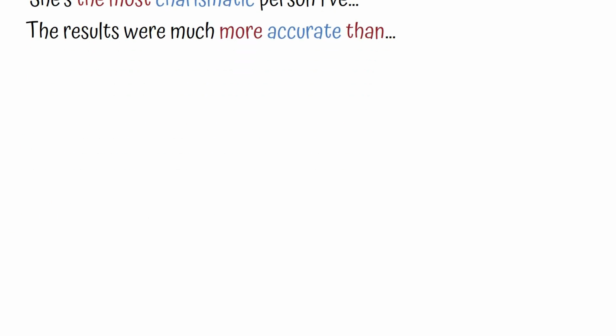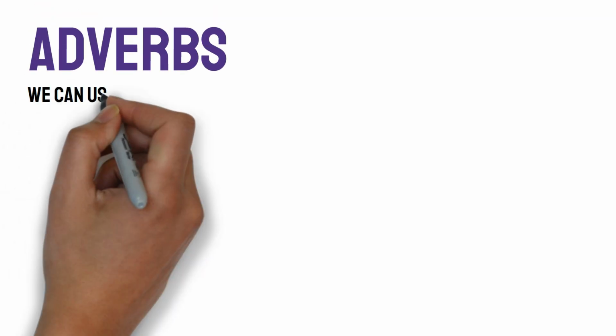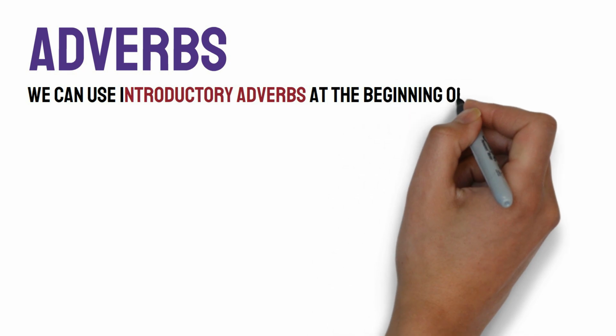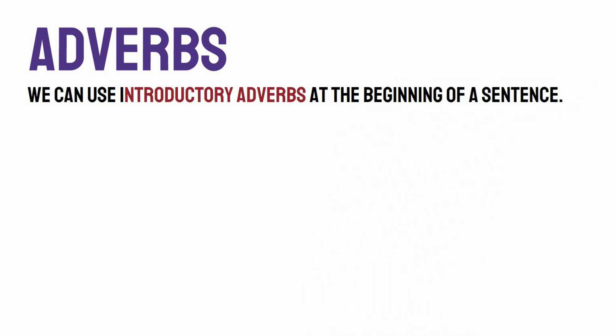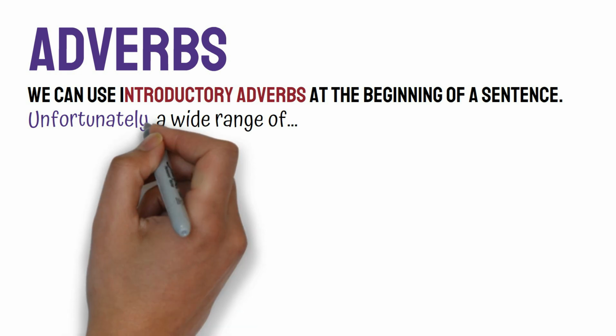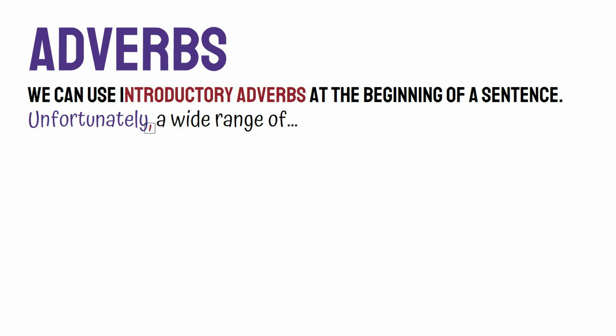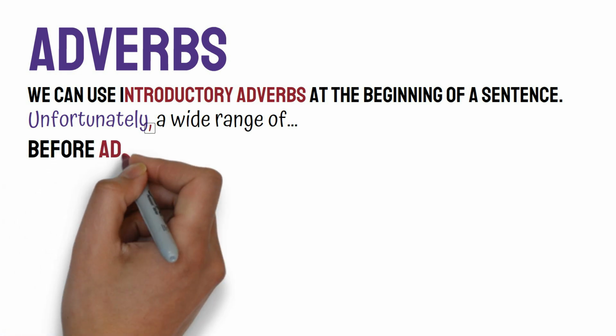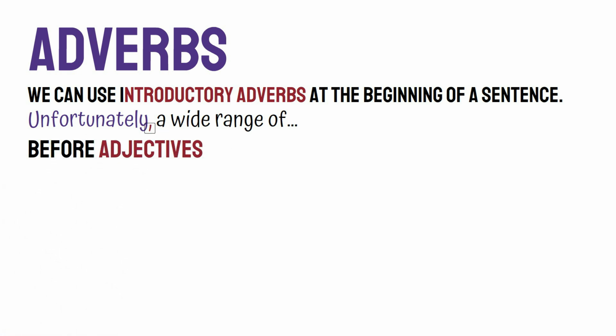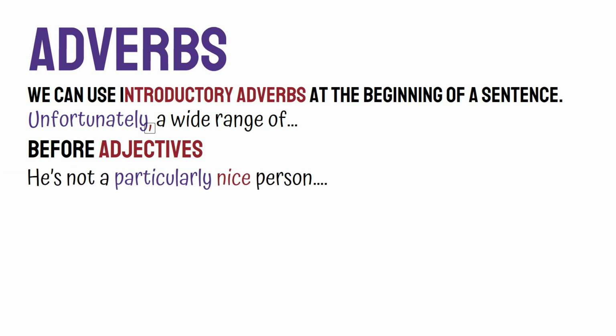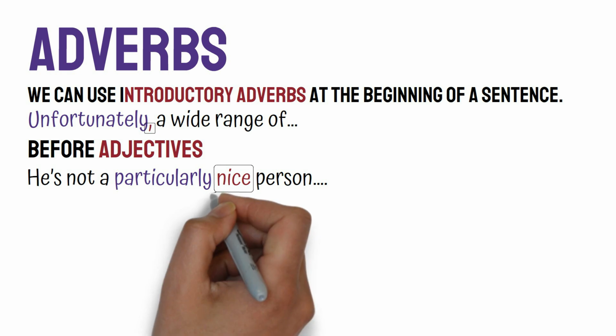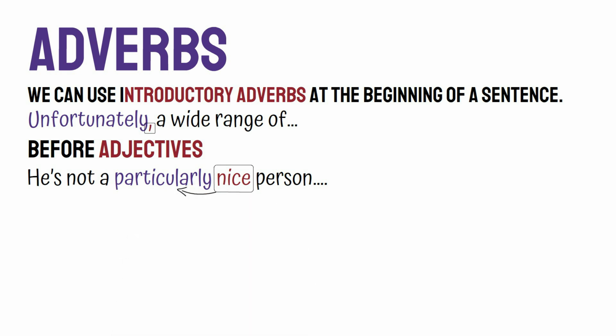Now let's take a look at adverbs. We can use introductory adverbs at the beginning of a sentence. Look for a comma at the beginning of a sentence. This may be a clue signifying that the correct answer might be an adverb. We can also use adverbs before adjectives. Nice is an adjective. We can use adverbs like particularly before adjectives.